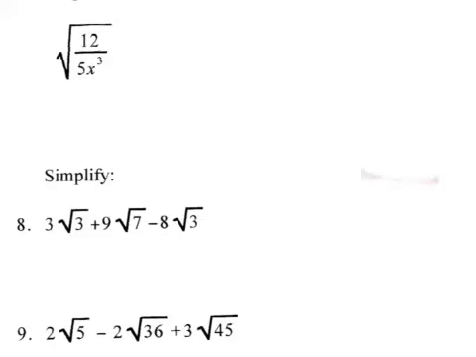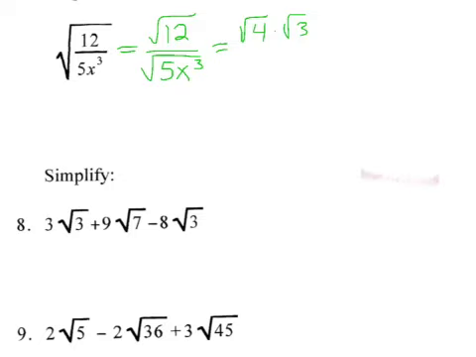We have one more simplifying radical problem to review. So again, we cannot take the square root of 12 or the square root of 5. So we're going to break this up as the square root of 12 over the square root of 5x cubed, and then simplify. So we know the square root of 12 is the same as the square root of 4 times the square root of 3.